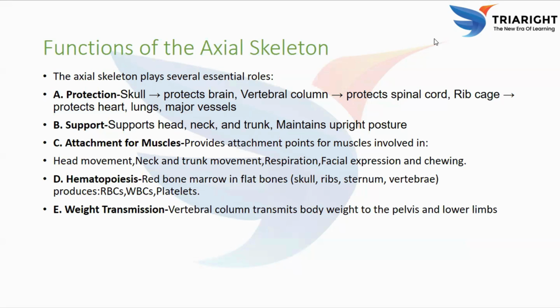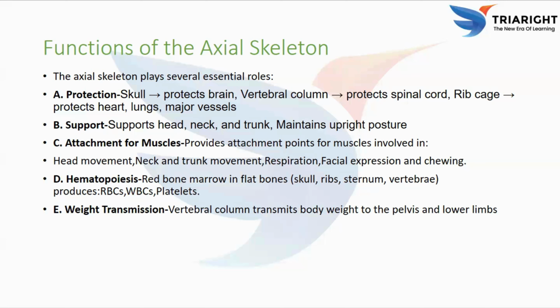The first is protection. What do we mean by protection? The axial skeleton forms a protective shield around the most vital organs. The skull protects the brain, the vertebral column protects the spinal cord, whereas the rib cage protects the heart, lungs and major vessels. The main idea is that it keeps the most important organs safe from injury.